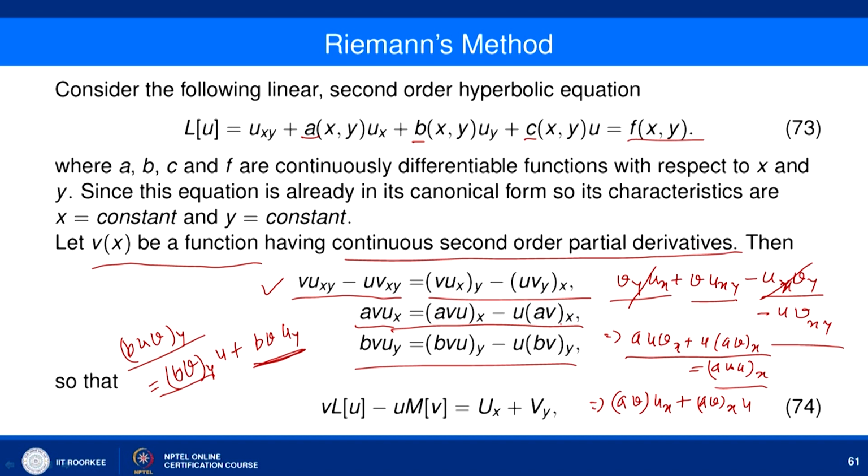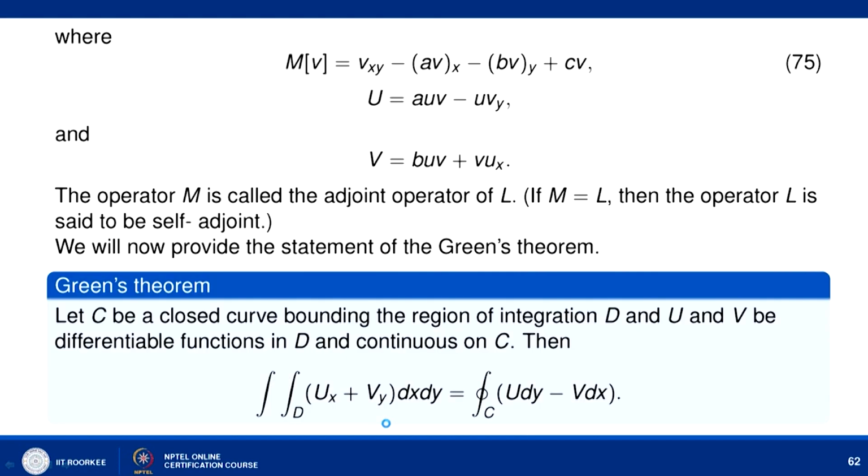So, the idea is that we can write v Lu minus u Mv equal to U_x plus V_y, we just arrange it. Now, what is M, what is V, let us see. Then I can write Mv as v_xy minus a v_x minus b v_y plus c v, and here U is equal to a u v minus u v_y and V is b u v plus v u_x, and here M is some operator defined in terms of v, and we say that this is an operator which is known as the adjoint operator of L.